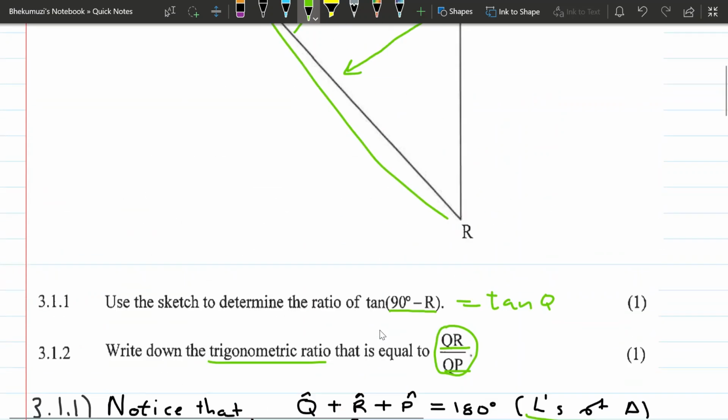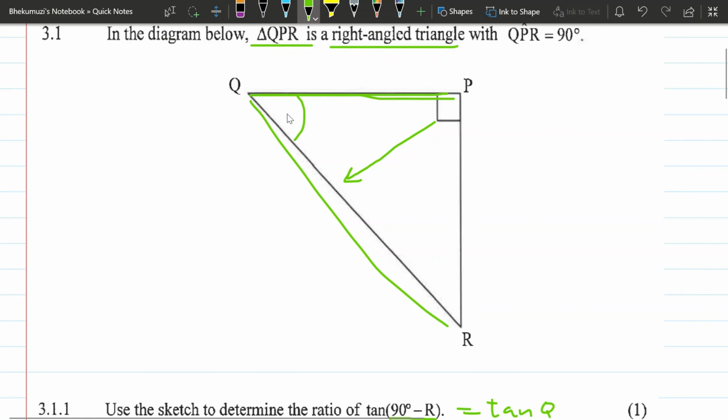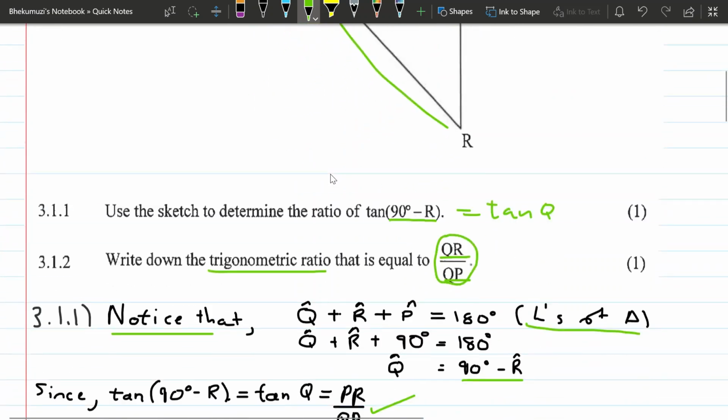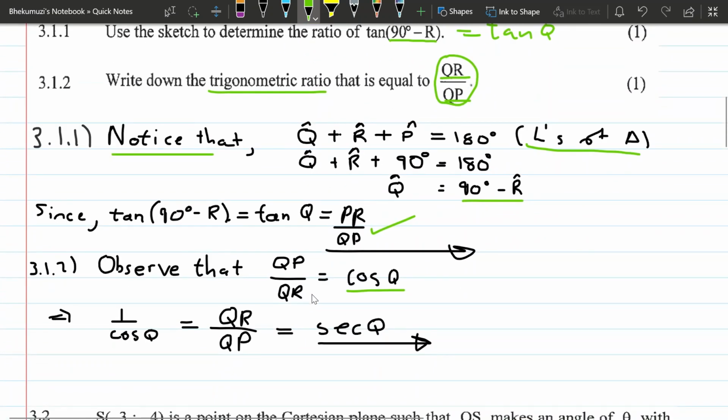Cos Q, right? And so if it's cos Q, remember, this is not actually what we are trying to show. We have what we need, which is basically QR and QP. But now the only issue is that we need to have QP as the denominator. So we need to get QP to be the denominator and QR to be the numerator, right? So how could we do that?